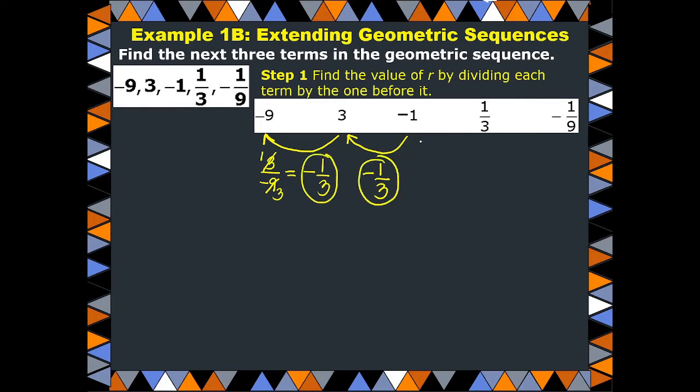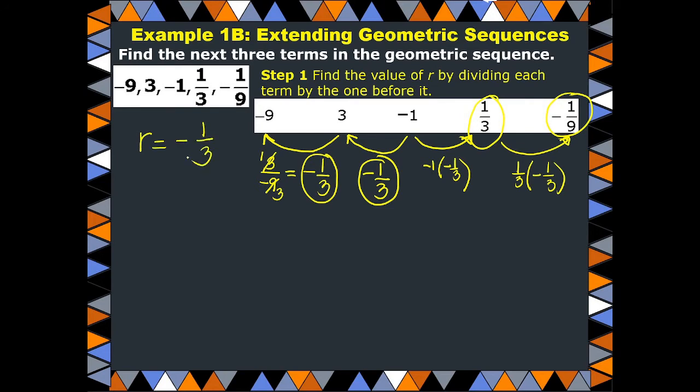Now, let's verify. So what is negative 1 times negative 1/3? That will give us 1/3. The same process, if I'm going to be multiplying 1/3 by negative 1/3, I will be getting negative 1/9. So the common ratio is simply negative 1/3.